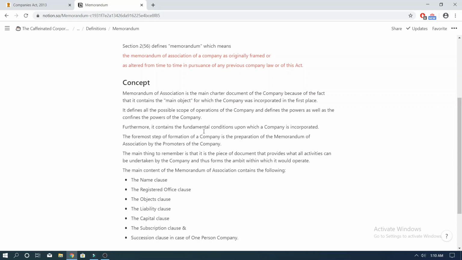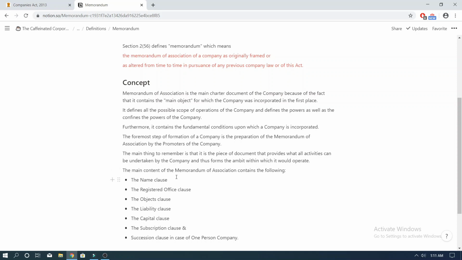It contains the fundamental conditions upon which a company is incorporated. In fact, the first and foremost step of formation of a company is the preparation of the Memorandum of Association by the promoters of the company. Now, the main thing to remember is that it is this document that provides what all activities can be undertaken by the company and thus forms the ambit within which a company would operate.